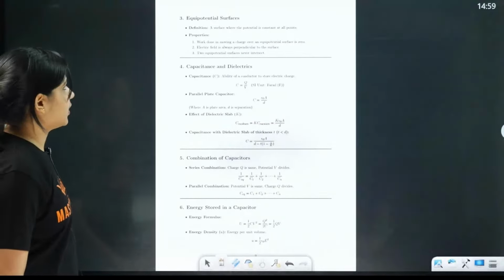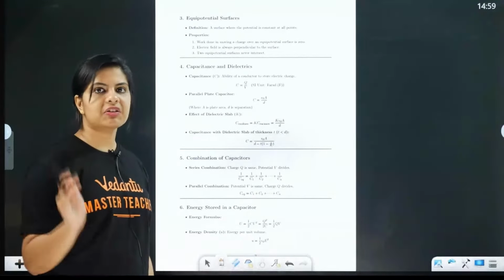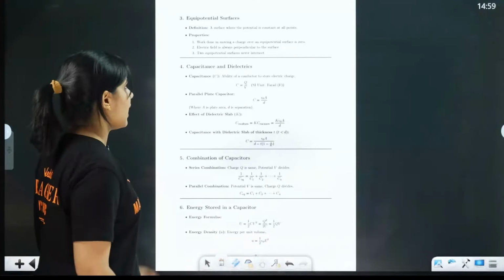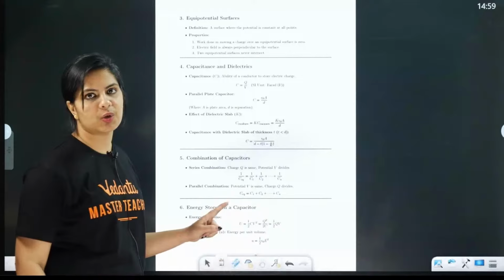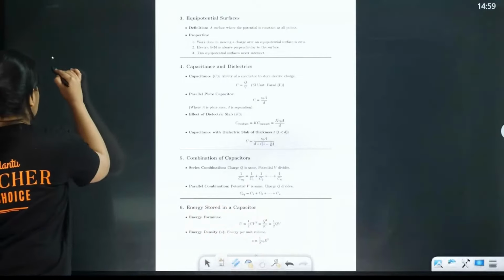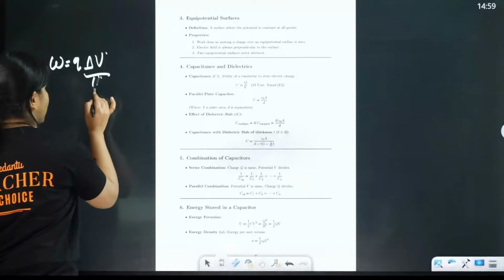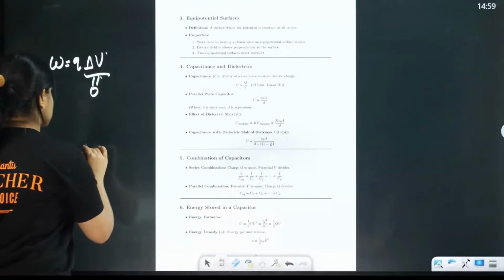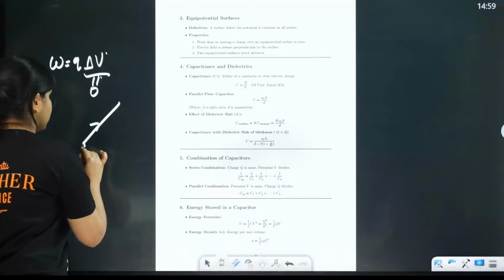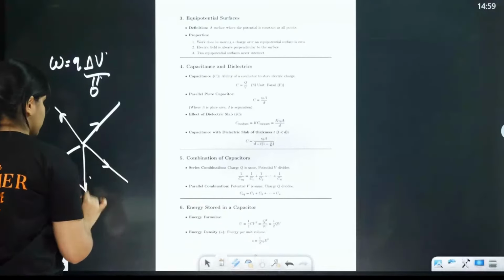Next is the equipotential surface, the surface having the same potential everywhere. Wherever you check, the potential is the same, and the work done in moving a charge on an equipotential surface is 0, because work done is Q into delta V, and delta V is 0. The electric field is always perpendicular. Let us say these are the field lines for a positive charge.